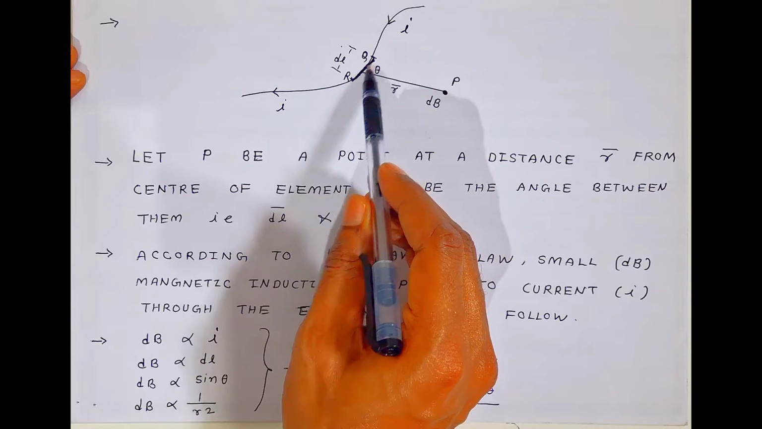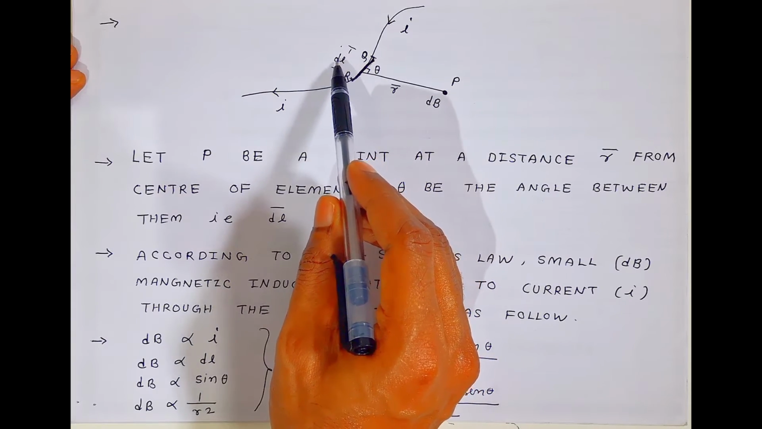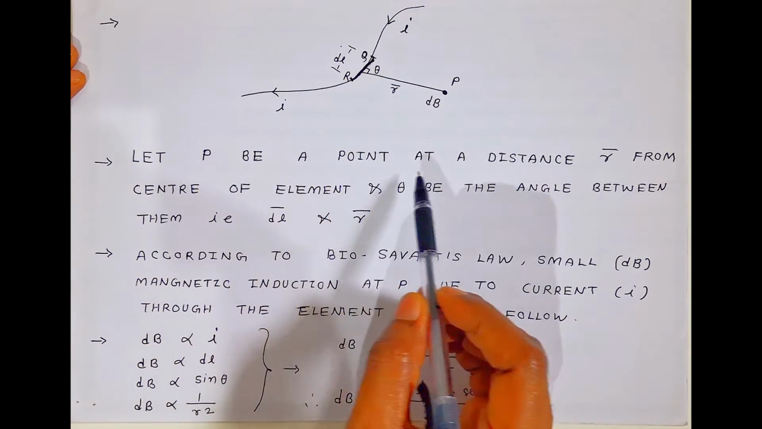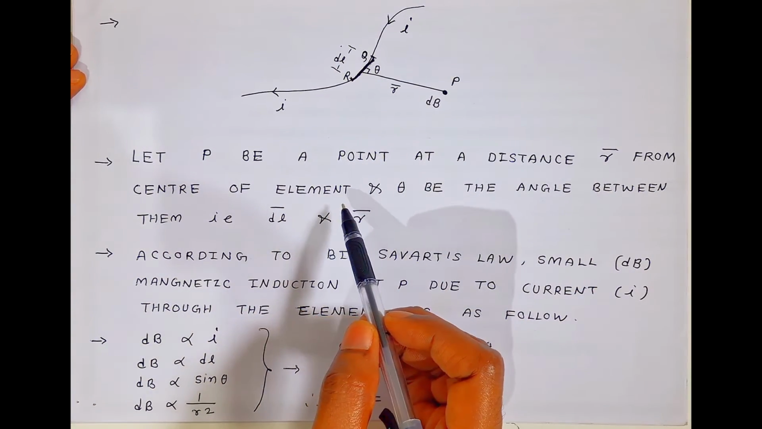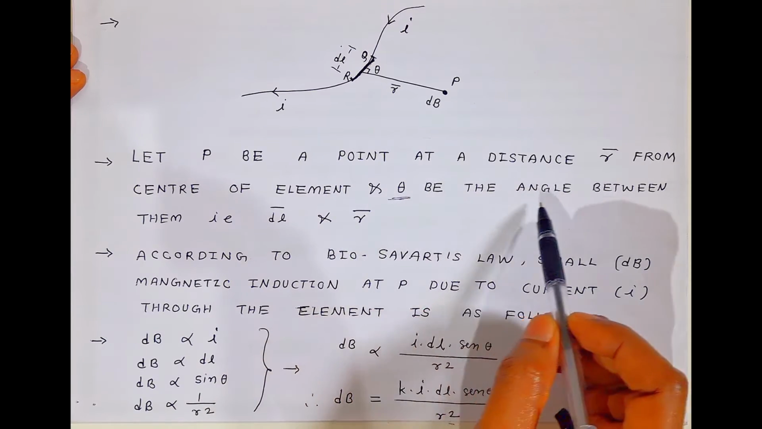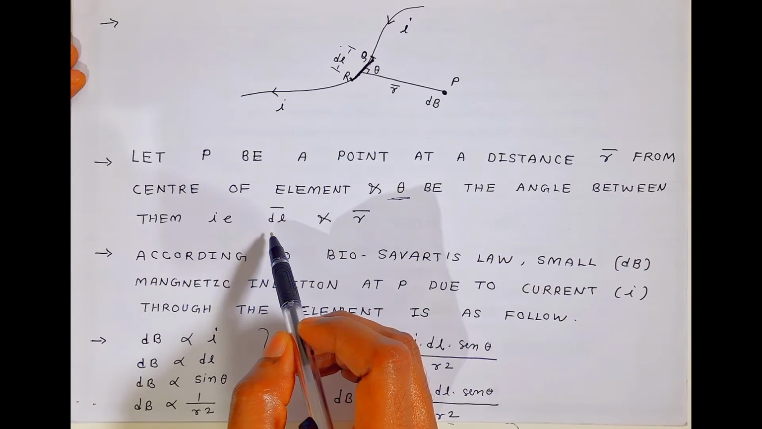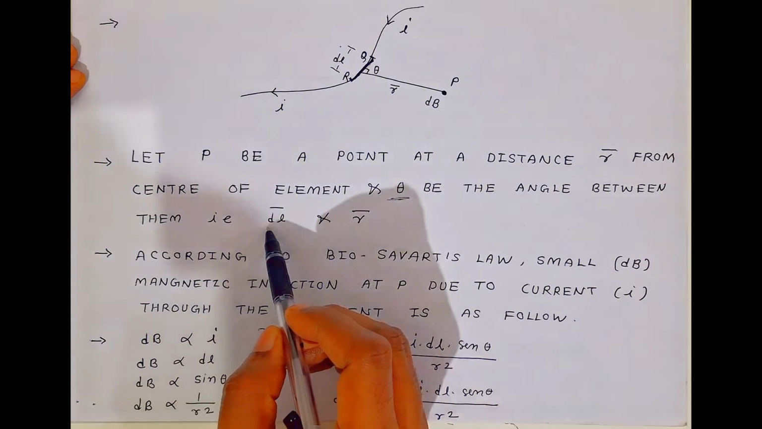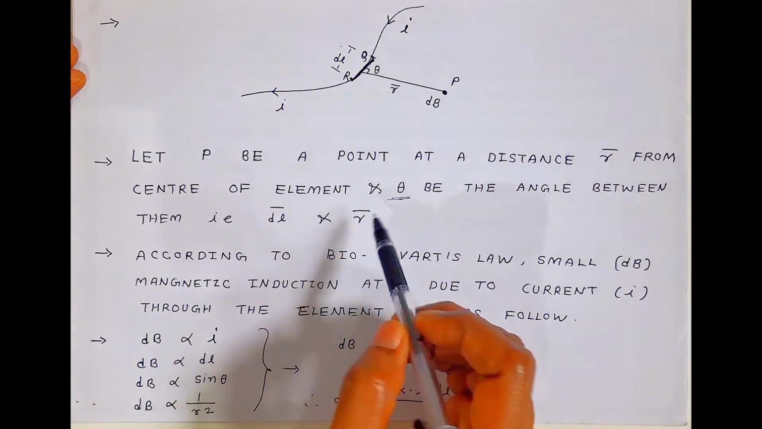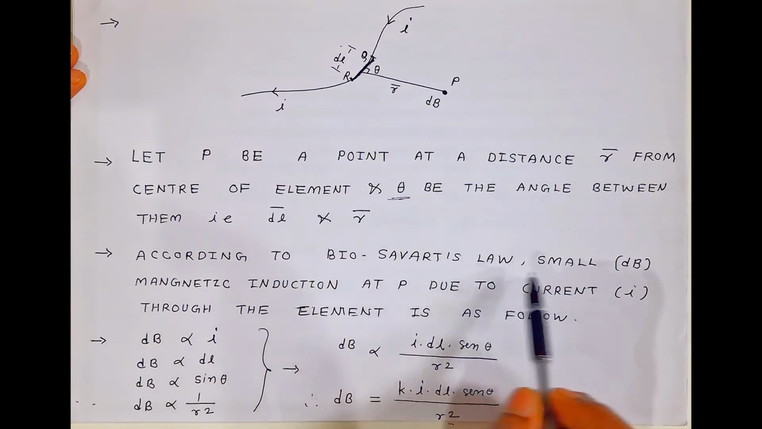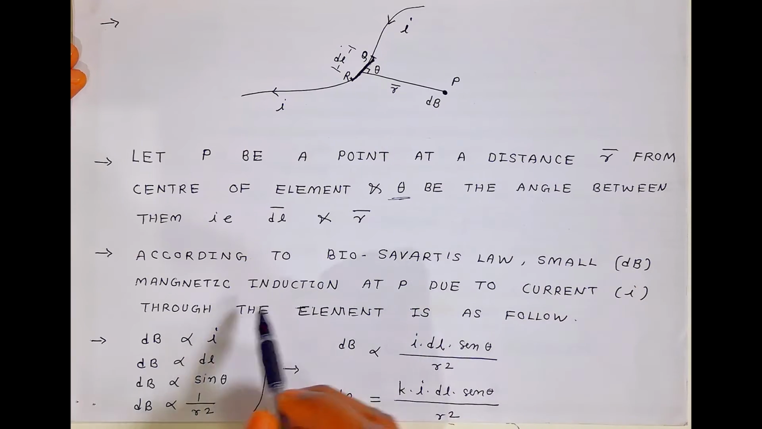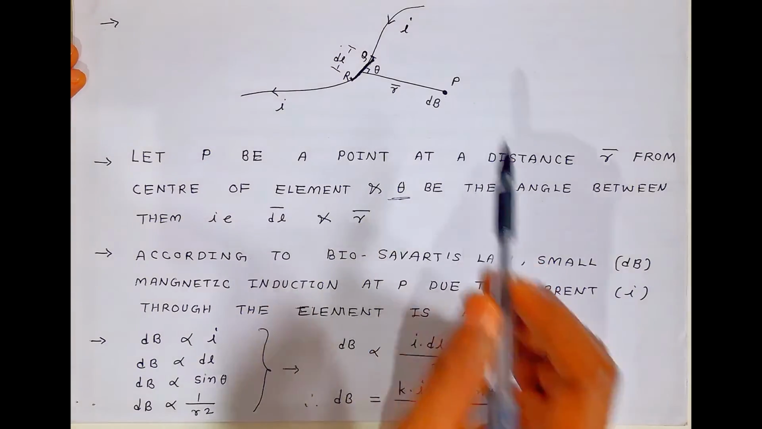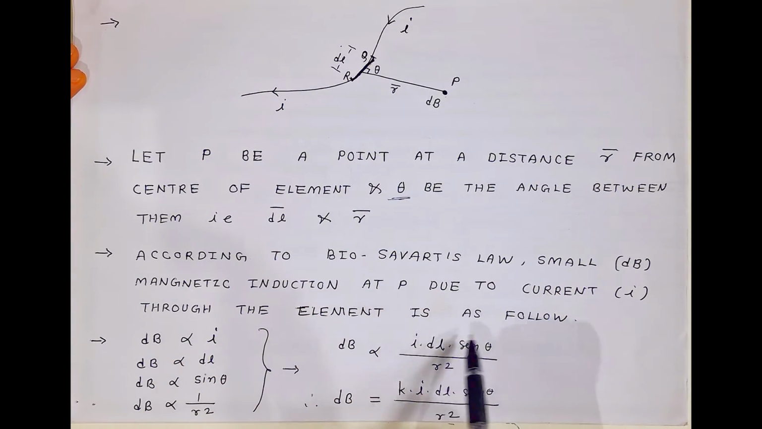Okay students, this element QR we have taken, its length is dl, a small element. Let P be the point at a distance r from the center of the element, and theta be the angle between them. So here, students, the small element is dl vector, and the distance we have shown with r vector. According to the Biot-Savart Law, the small magnetic induction dB at point P due to the current I through the element is as follows.